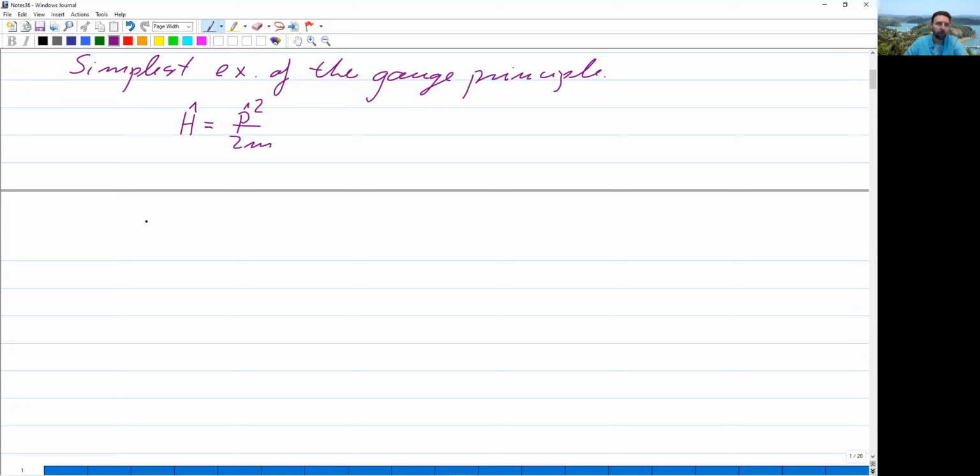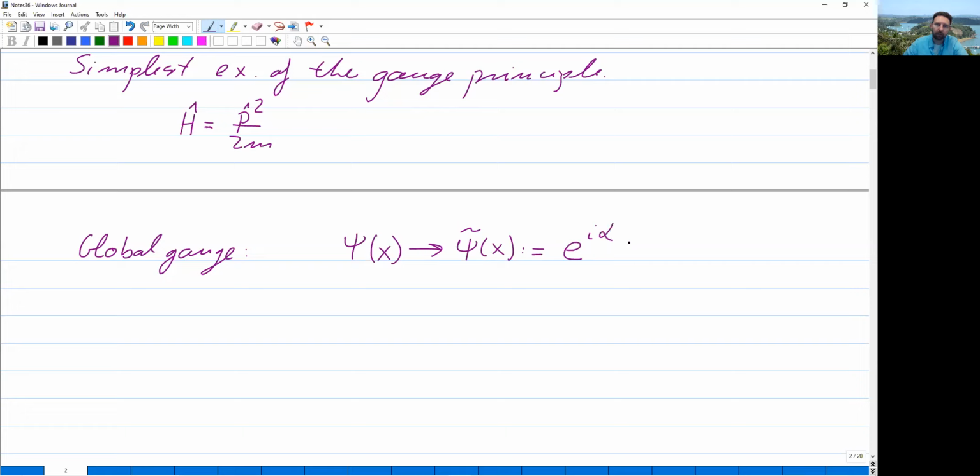Then the gauge principle starts with the following observation. Namely, as we observed earlier in this course already, when we do what is called a global gauge transformation, namely, we take the wave function of our system, such as our electron, and we globally gauge it by mapping it into a gauged wave function, psi tilde of x, which is defined to be e to the power i alpha psi of x, then that's what we call a global gauge transformation. And it turns out that under global gauge transformations, all predictions of our theory stay the same. All predictions are invariant.